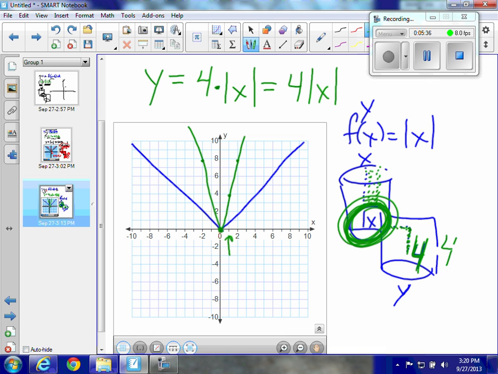It's the same V shape, but every single Y value on the parent function has been stretched by a value of 4. This one right here at 2, it's been stretched all the way up to 8. This one here at -2, the Y value has been stretched up to +8. That is how the A is working.